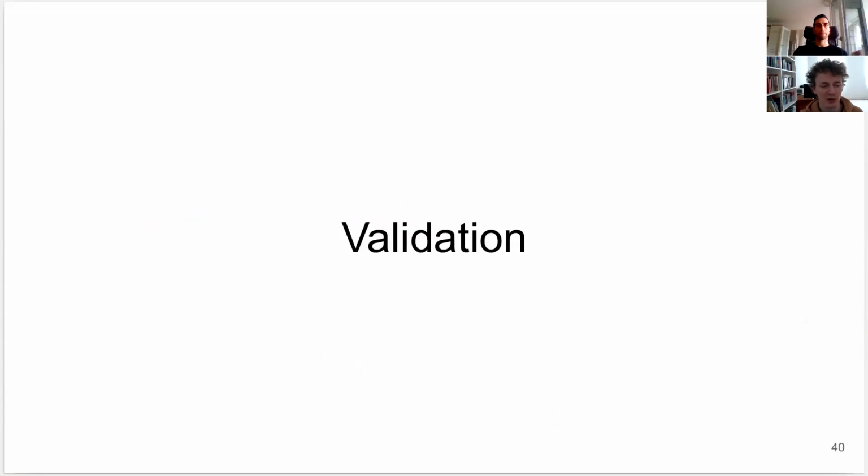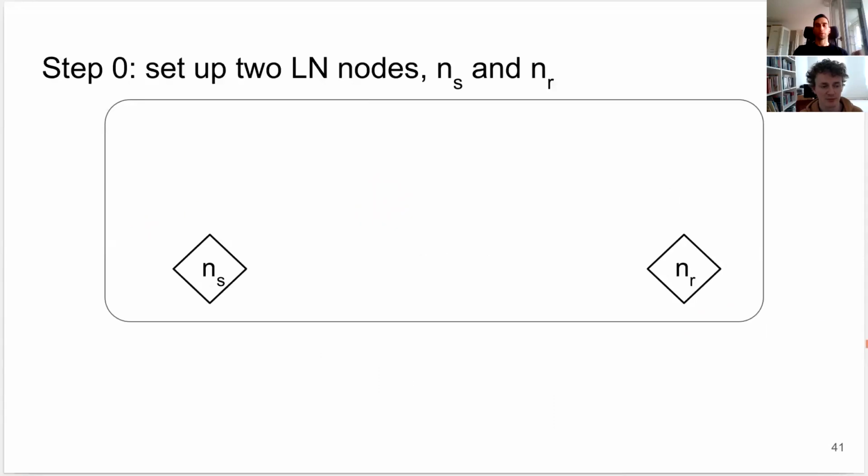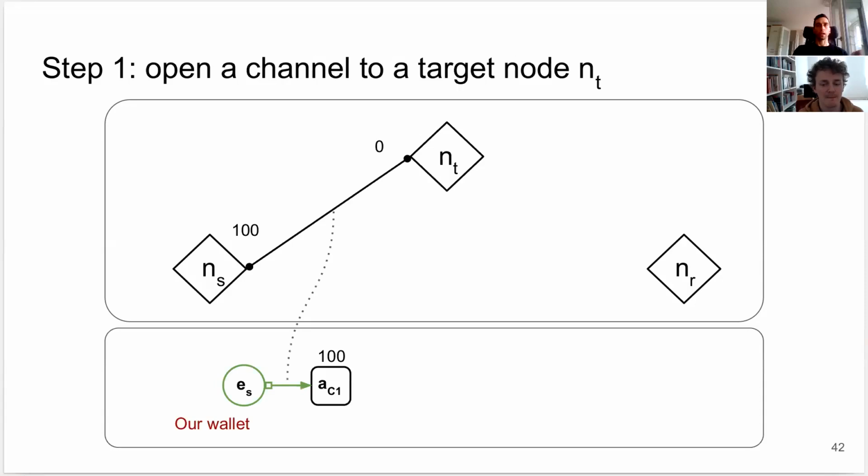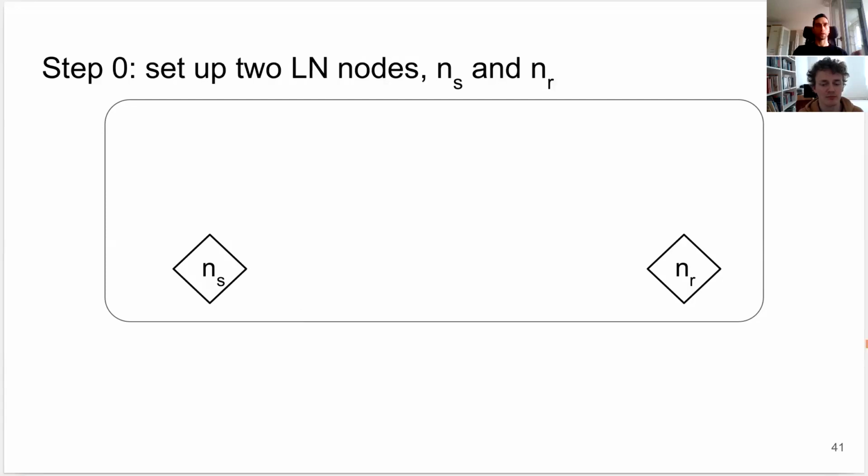And now we move to the validation, which Matteo is going to talk about again. So far we saw different heuristics, and we needed a way to validate our results. We came up with this validation method that is based on two Lightning nodes running on our side. So we have two nodes, one is NS and one is NR. NS is the sending node and NR is the receiving node.